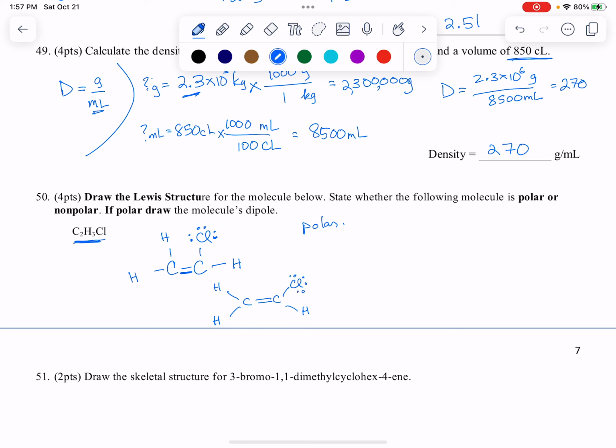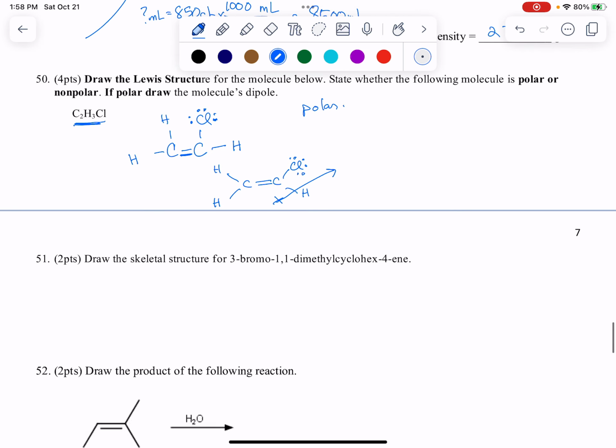All right, you got trigonal planar around each of the carbons with that end being positive and toward the chlorine being negative. So you needed to indicate that in your drawing.